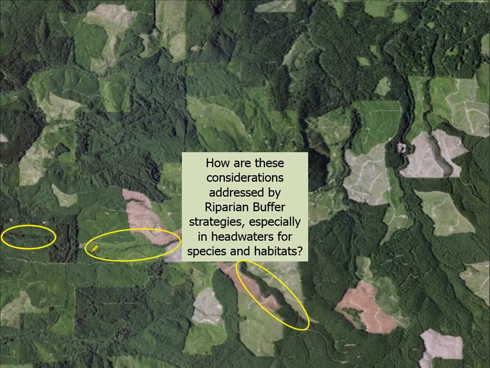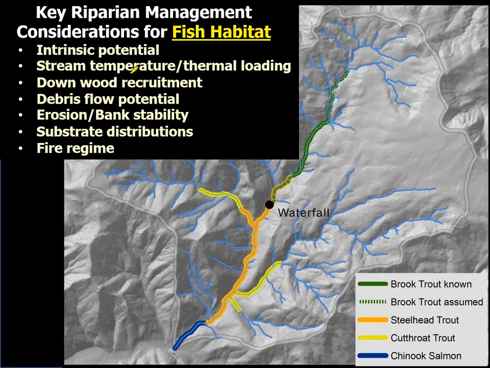We have little spaghetti noodles of buffers, little tiny ones and bigger ones, and blocks of land that are areas being highly managed. Here's another area being highly managed. And if you look closely even here, you can see some ribbons of buffers as they go through the landscape. So there are a lot of questions about riparian buffers. How effective are they? Are there effective ways to manage for those considerations that I've shown previously, whether they be species or habitat components, or processes and disturbances as well?